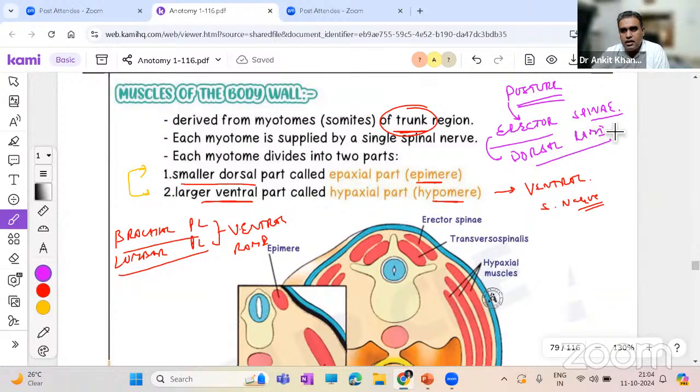And that is the question that has been asked, and it will be asked to you again. So remember that. How to remember it, guys? See, E for epimere, E for extensor muscles. Extensor means behind, and E for erector spinae. So remember E and E supplied by D. So E and D are very near, no, in the alphabet.